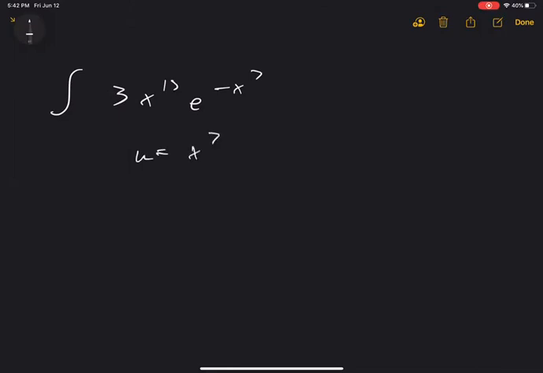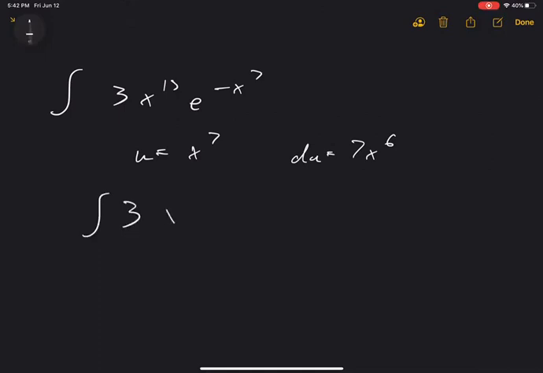Let's see if we can do 15 real quick. So what I have is 3 x to the 13 e to the negative x to the 7. So what would that be? After looking at it for just a couple seconds, I would say this is probably a u sub combined with integration by parts. So let's see if you do u equals x to the 7. Then du would be 7x to the 6th.